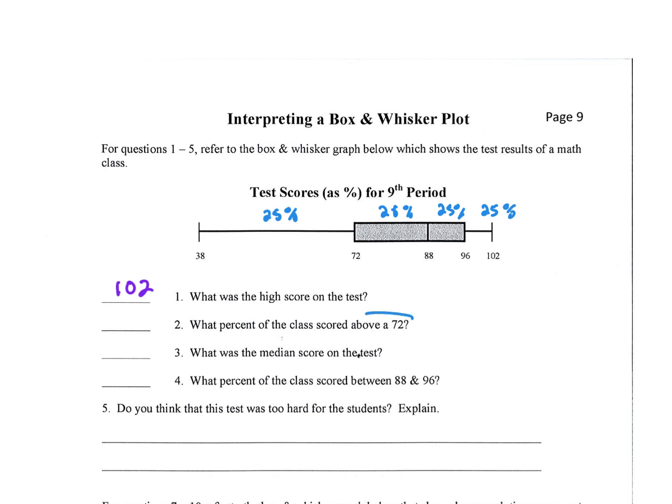Since this question said above 72, we're going to include all of those percentages. So we were adding all of these percentages. 25 plus 25 plus 25 is 75%.